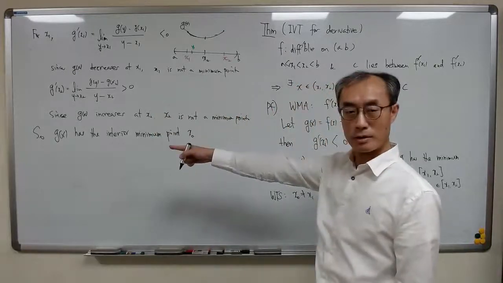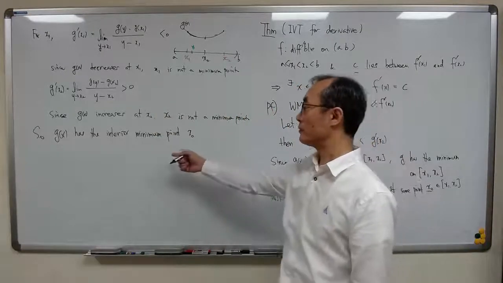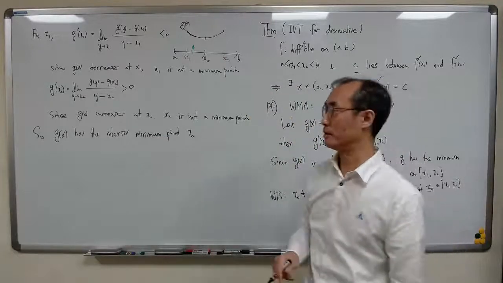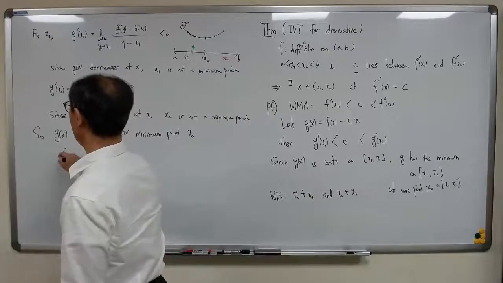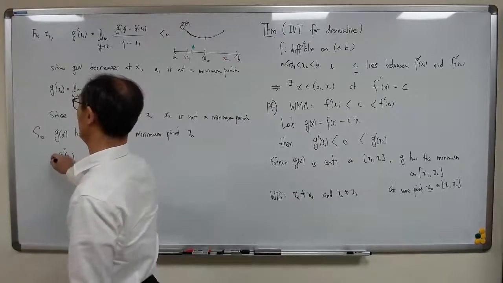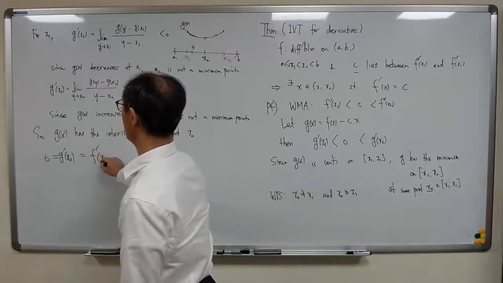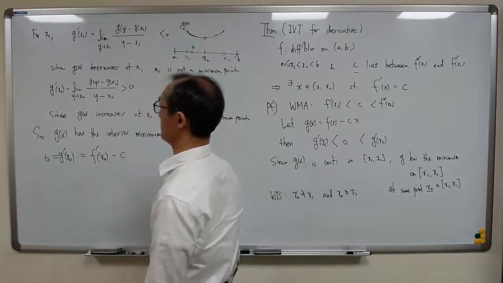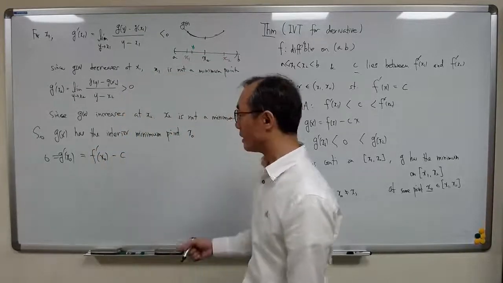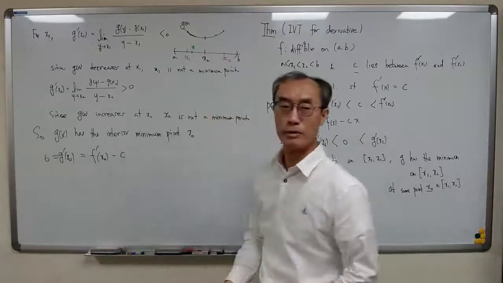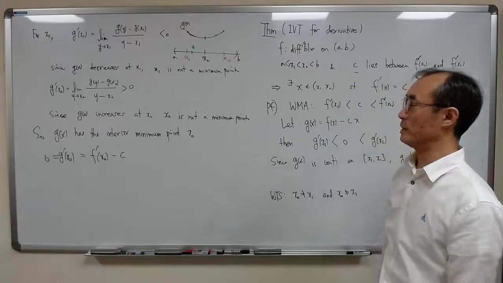If a differentiable function has an interior minimum, the derivative must be 0. So g prime at x naught must be 0, and this derivative is the same as f prime x naught minus c. So this value x naught realizes the intermediate value c for the derivative of the original function f.